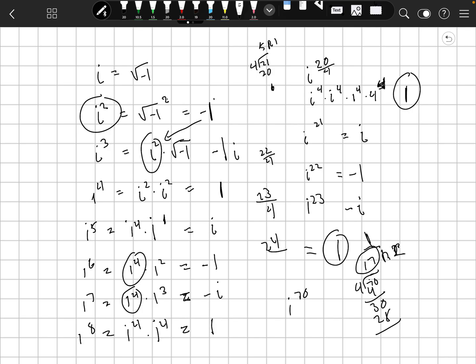And then a remainder 2 is going to be, remember when we had a remainder 2 right here with 22, it was negative 1, or i squared. So it would be negative 1 right there. Hope this helps you understand that a little bit.